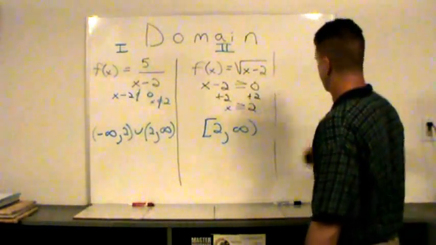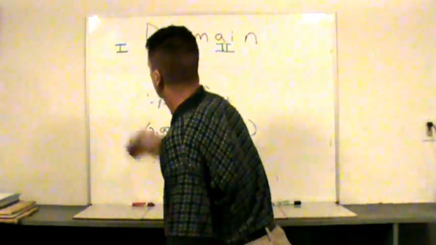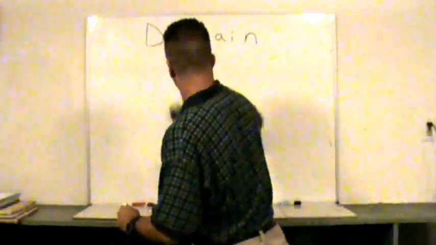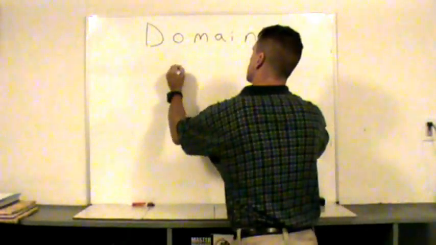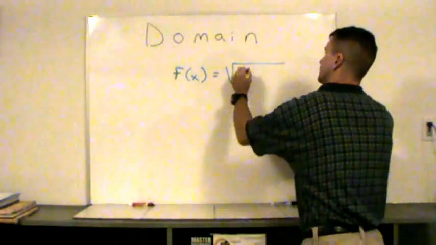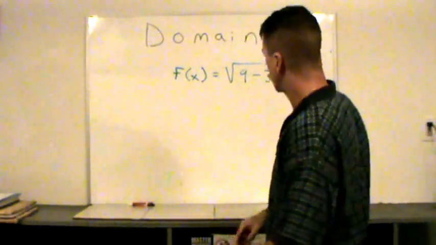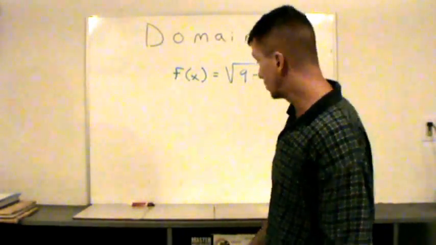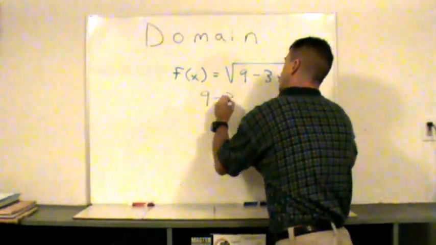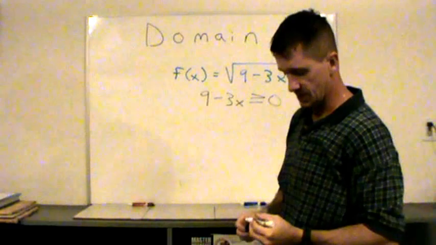Let's just see one more. f of x equal to the square root of 9 minus 3x. It's like we did before. The 9 minus 3x must be greater than or equal to 0. We'll solve that inequality, and we'll have our domain. Let's just solve for x in this inequality.